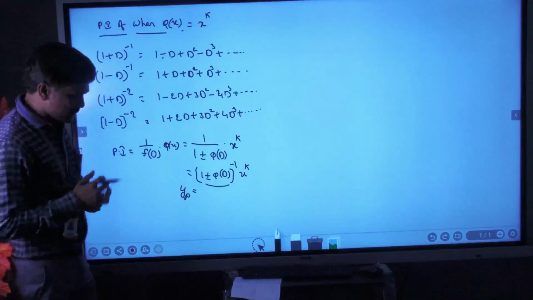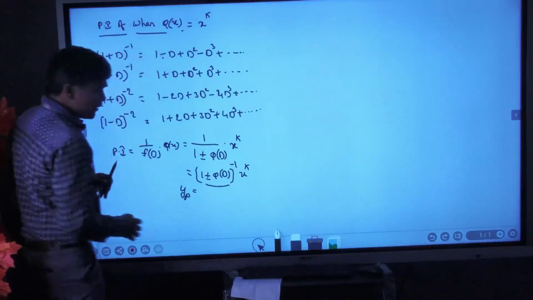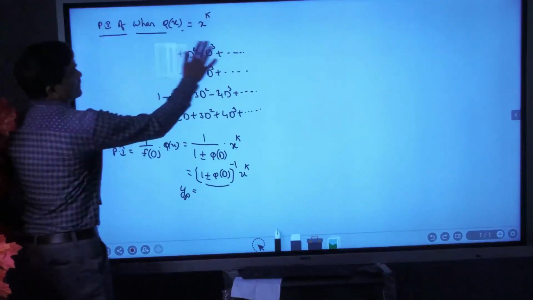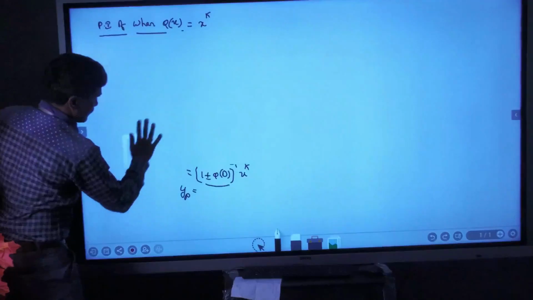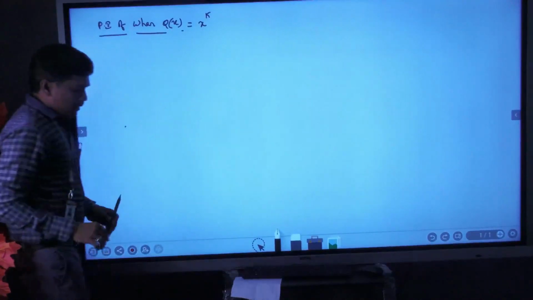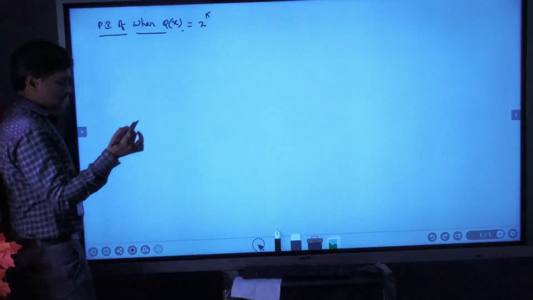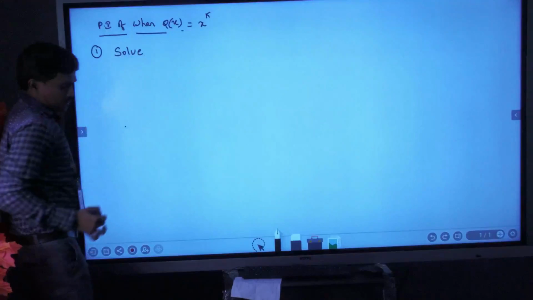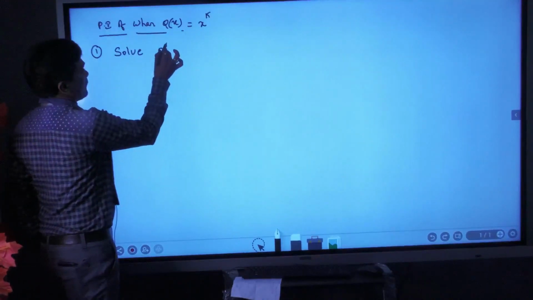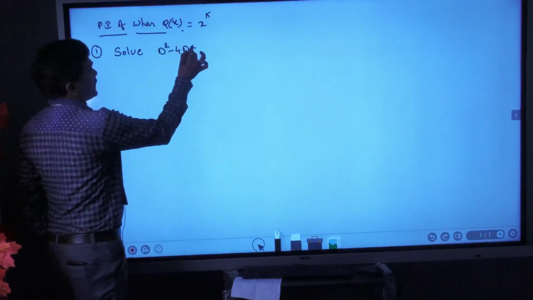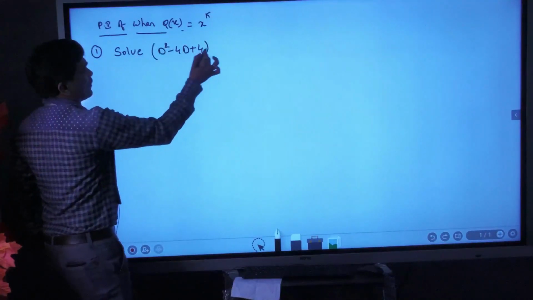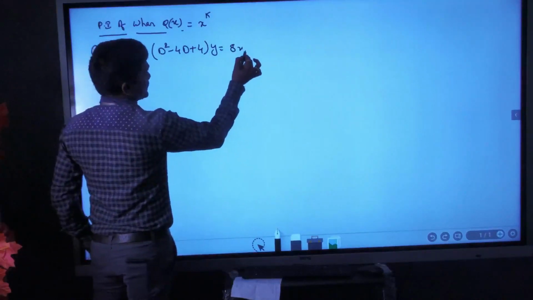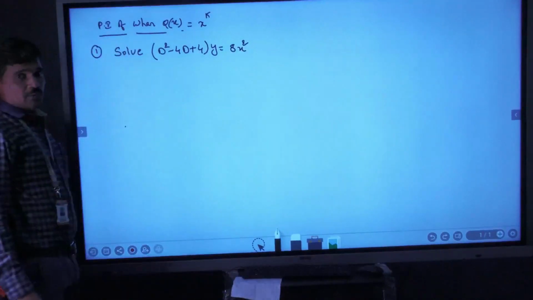Now we discuss one problem. Is it clear? Right. Now take one problem. What is that problem here? First one, solve (D square minus 4D plus 4) y is equal to 8x square. This is our problem.